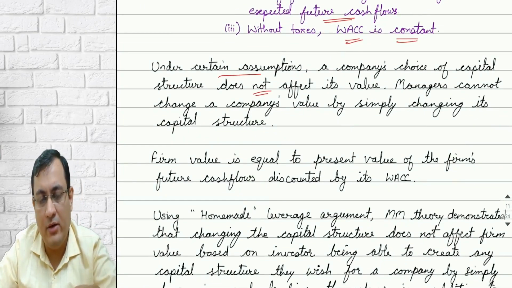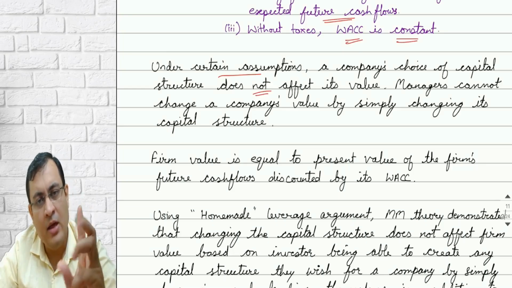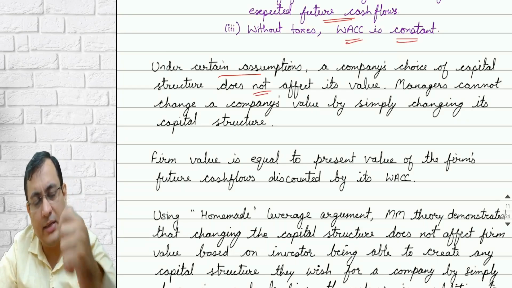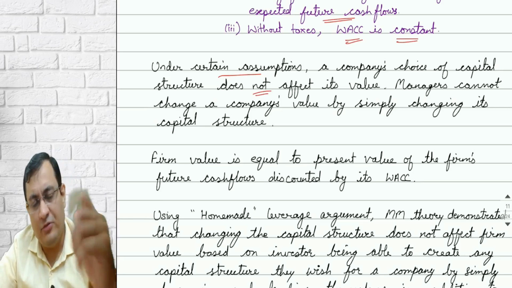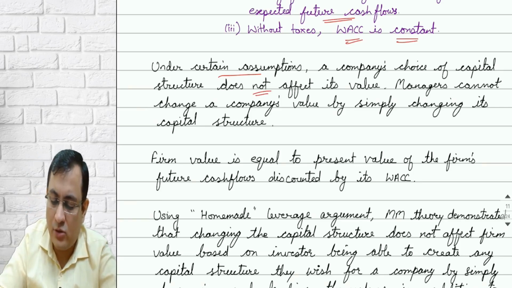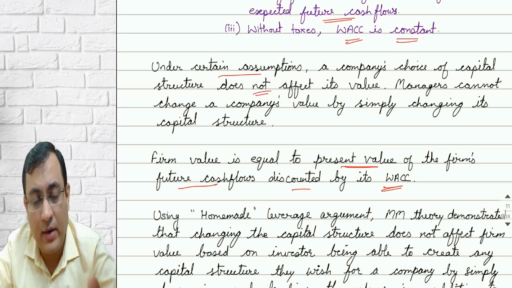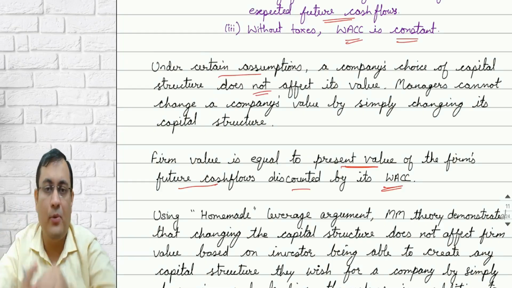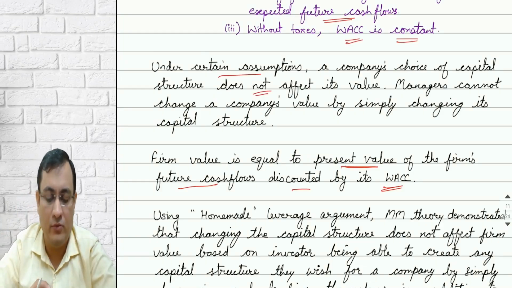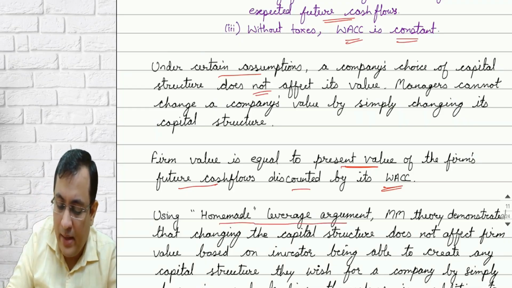How do we derive the value of any asset? First step, find the future cash flow. Second step, find the required rate. Discount future cash flow by that required rate. The sum of those present values is the value of the asset. Same way, the firm is going to be valued. The firm value is equal to the present value, the discounted value of firm future cash flow discounted by its overall cost of capital, overall required rate of return of both debt and equity investor, because we are valuing from the overall firm point of view, debt and equity holder combined point of view. Why is it so? Because of the reason they are saying in the homemade leverage argument.